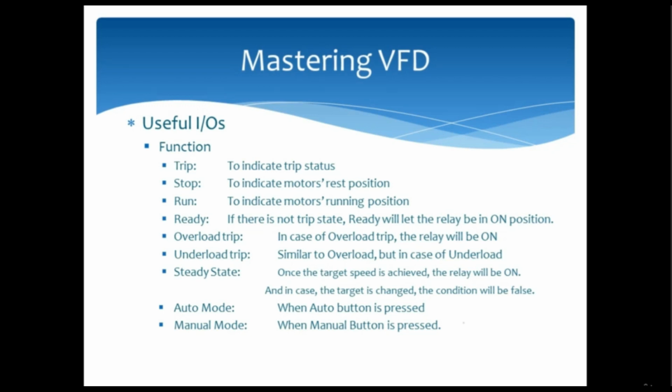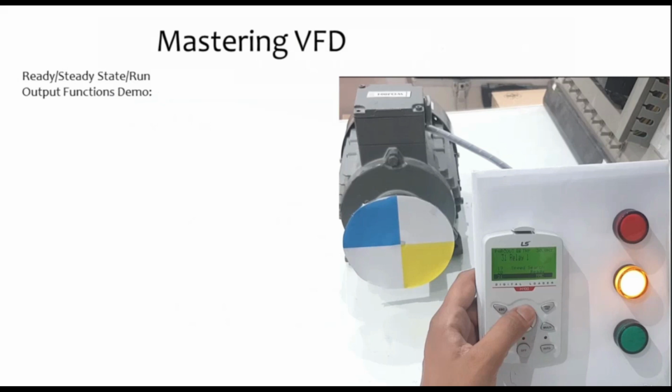Next function is steady state. So once we set the target speed and the VFD is accelerating, during that time the relay will remain off, and once it reaches the target, the relay will be on. Next is auto mode and manual mode. So when auto button is pressed, the relay will be on, and similar for the manual mode. When the manual button is pressed, the relay will be on. Now let's switch to demo.